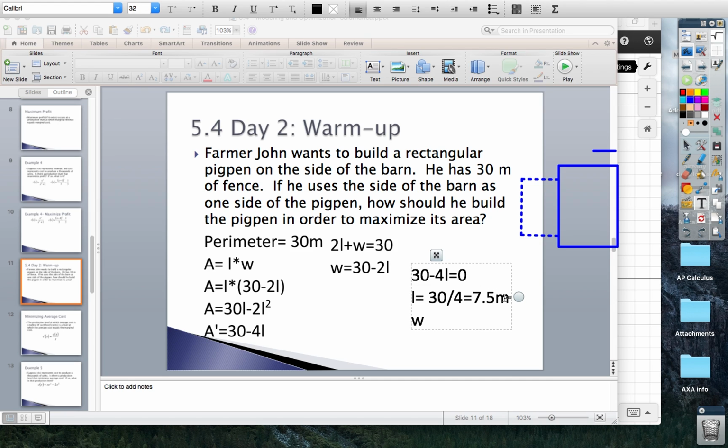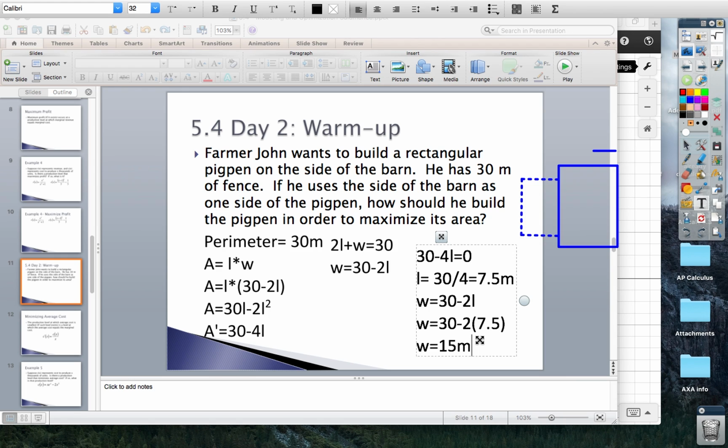Now we need to find that width. So remember, width is equal to 30 minus 2L, which means 30 minus 2 times 7.5. We find that the width is equal to 15 meters. So if Farmer John is trying to maximize his pig pen, the width needs to be 15 and the length needs to be 7.5 meters if we're using one side as the wall.